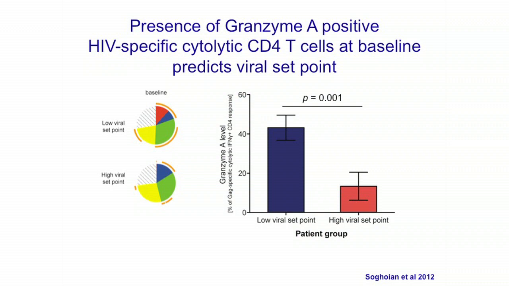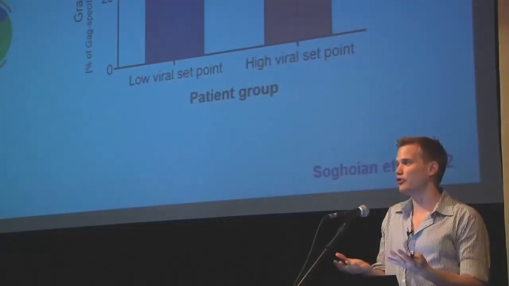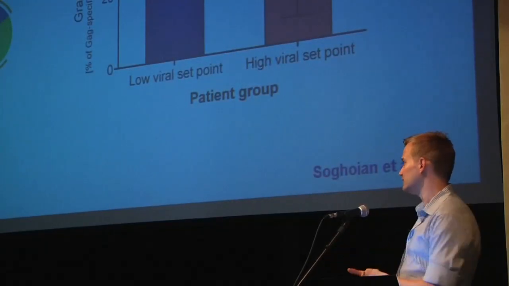So what you can see here is that patients that reach a low virus set point show, at baseline, really high levels of granzyme A in the HIV-specific responses, in contrast to the ones that reach a high virus set point. And it looked to us that the level of granzyme A in HIV-specific CD4 T cell responses could almost predict disease outcome in this group of 11 patients.